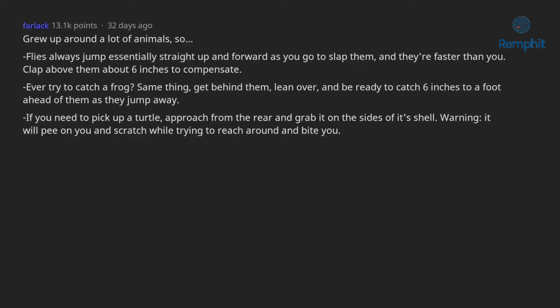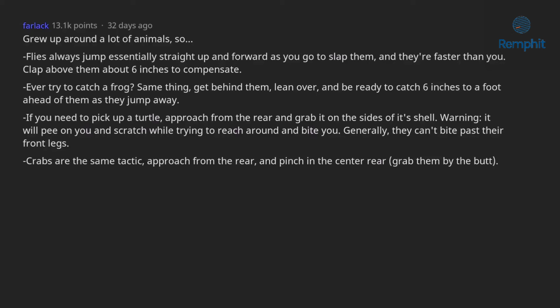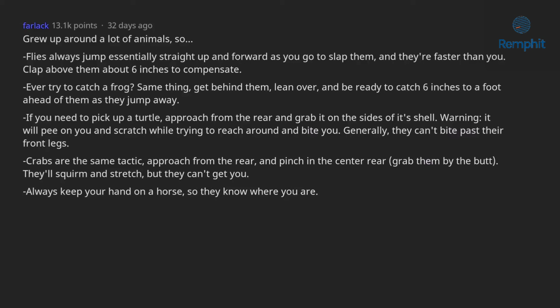Warning, it will pee on you and scratch while trying to reach around and bite you. Generally, they can't bite past their front legs. Crabs are the same tactic. Approach from the rear and pinch in the center rear. Grab them by the butt. They'll squirm and stretch, but they can't get you. Always keep your hand on a horse so they know where you are.